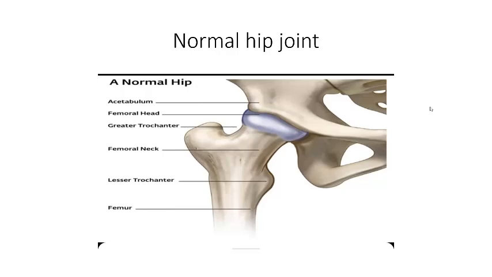Before going into detail of pathological changes, first of all, something about the normal hip joint. The hip joint is formed between the femoral head and acetabulum. The femoral head is spherical shaped, and there is an angle between the femoral neck and femoral shaft. Usually it is between 125 to 135 degrees.